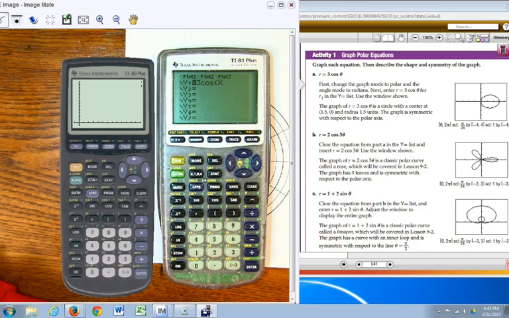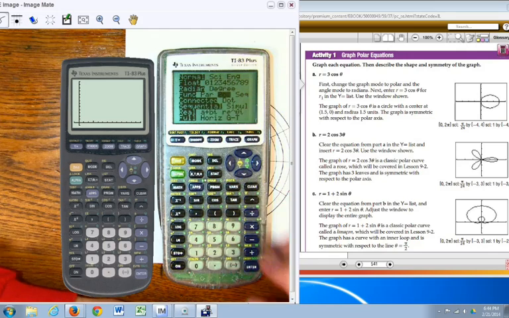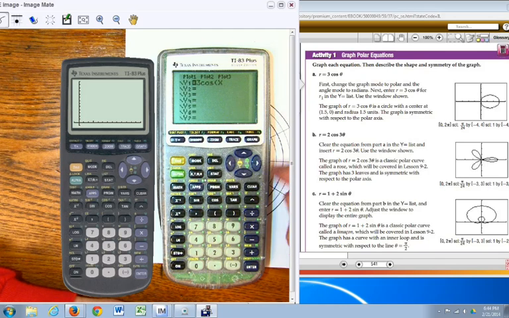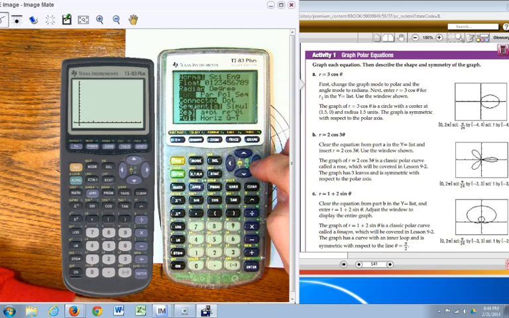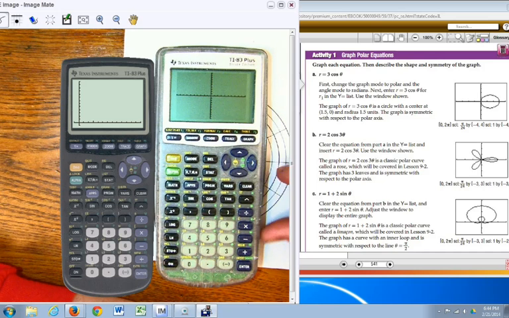Now, I didn't get my mode in polar. You'll notice that in this case I didn't get it changed to polar. It's still in X and it graphs a standard cosine wave. As soon as I go over here to polar and graph it again, in both cases I'm not seeing a lot.